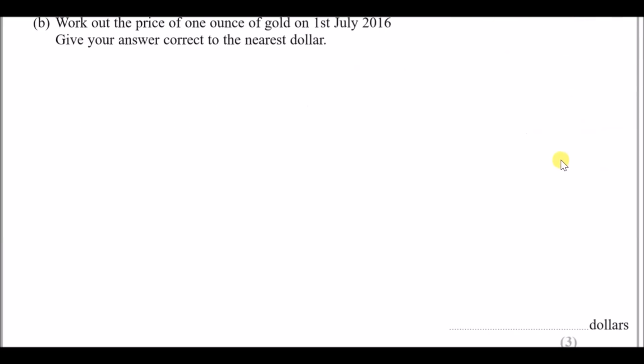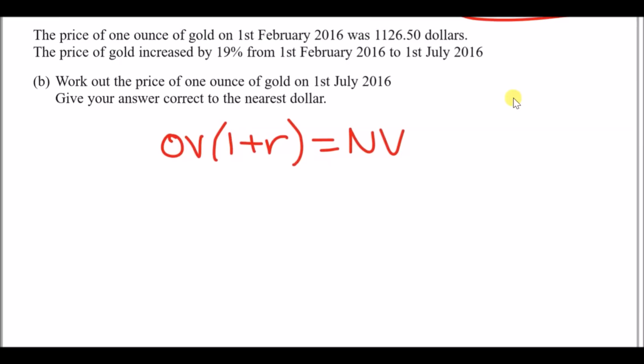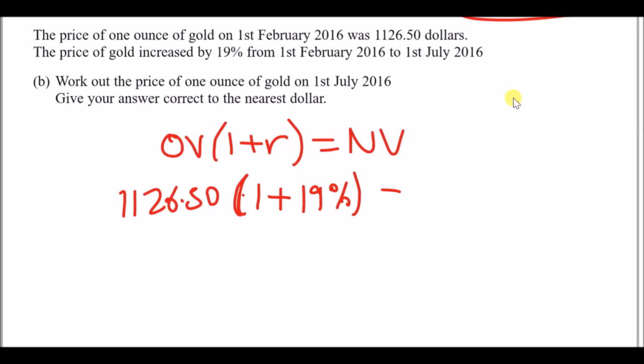So let's put it down here. Old value times 1 plus R equals new value. Popping in the numbers, we have 1126.50 times 1 plus 19%. And remember, use the percent button here. Let's see what it gives us.